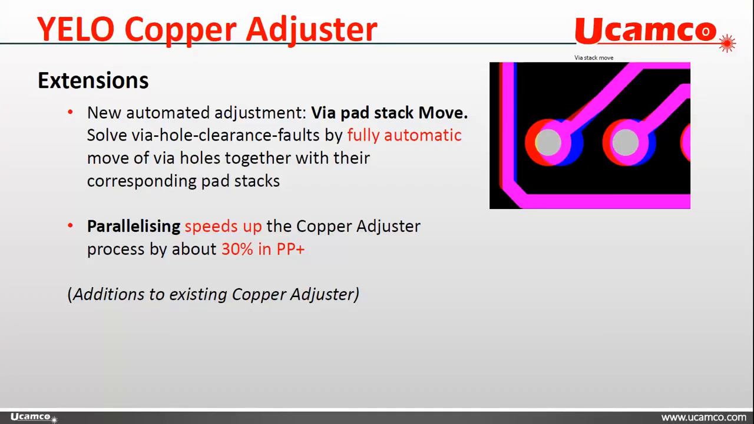To speed up extensive processes like we've seen with the wire pad stack move, we enable our features to use parallel process. That means the process is using more than one core, if available, of course.